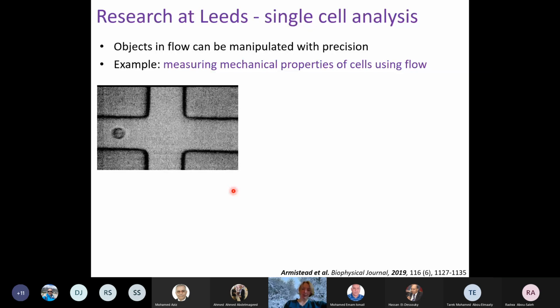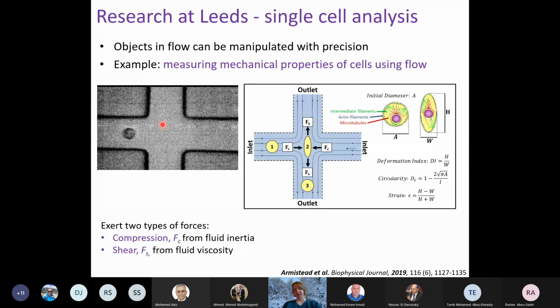And we use something called deformation cytometry in order to squeeze the cells using fluid flow and see how soft or how rigid they are. So this is a single cancer cell flowing into the center of this microfluidic device, and it's getting squashed. And we measure how much it's being deformed to be able to decide whether it's a metastatic cell or solid tumor cell. And we do this simply by manipulating the flow and the viscosity of the fluid.